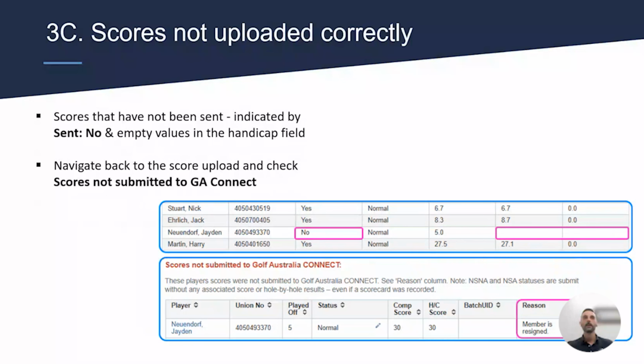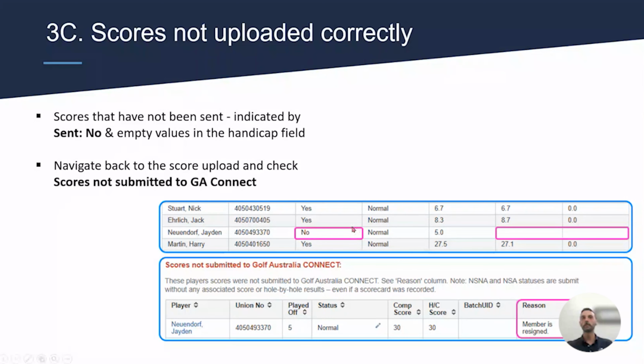So this is an example where we've got a no for this player, but it's not a no score approved, it's a normal score. And you can see also that the handicap fields haven't populated. So that indicates that his score hasn't been sent through. Now, when you do get a no, you do have the opportunity to try and correct it yourself.